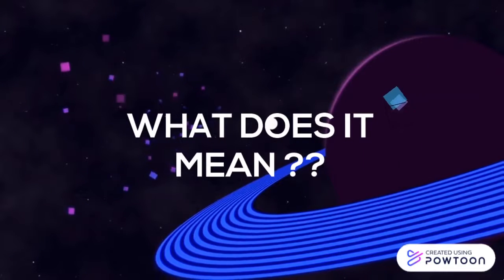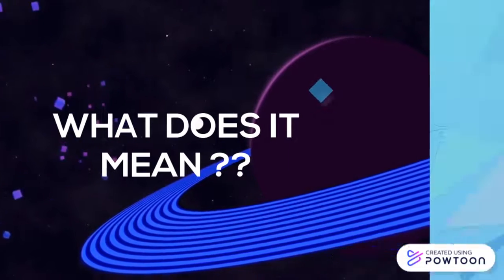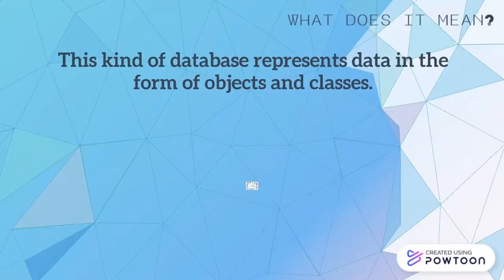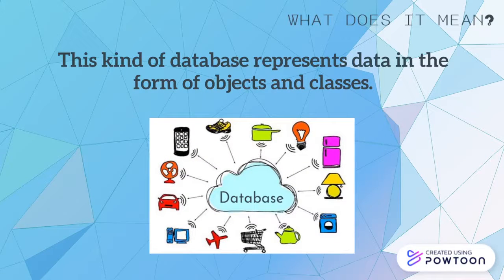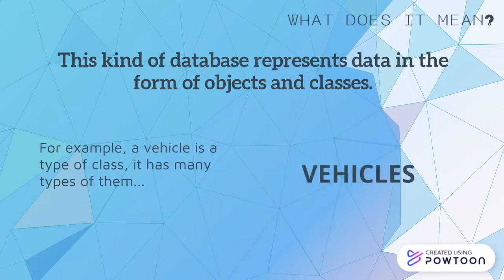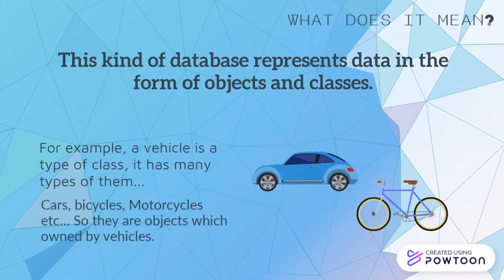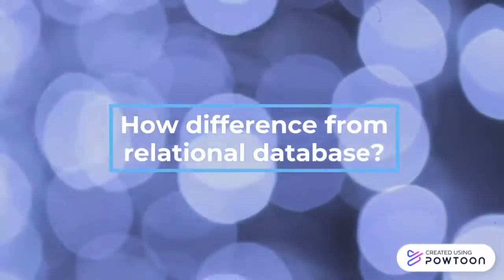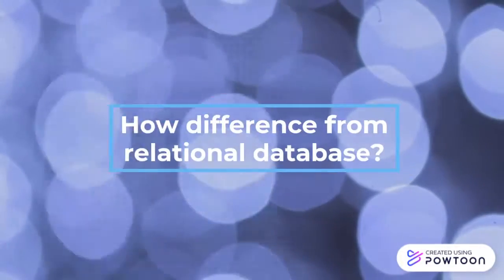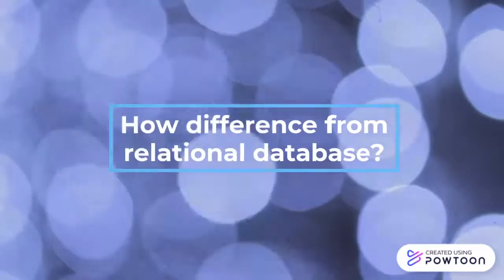So, what does this mean? This kind of database represents data in the form of objects and classes. For example, a vehicle is a type of class and it has many types of them. Cars, bicycles, motorcycles, so they are objects which are owned under the roof of vehicles. We will see the difference between relational database and object-oriented database.